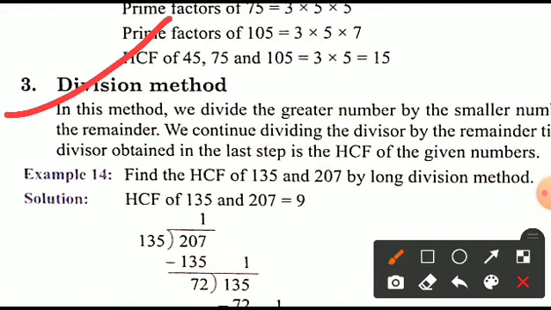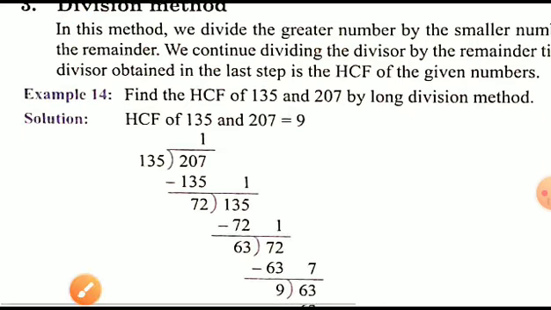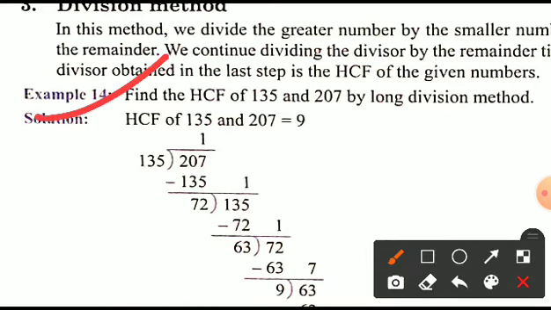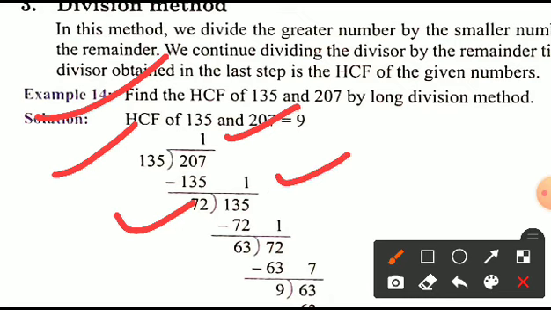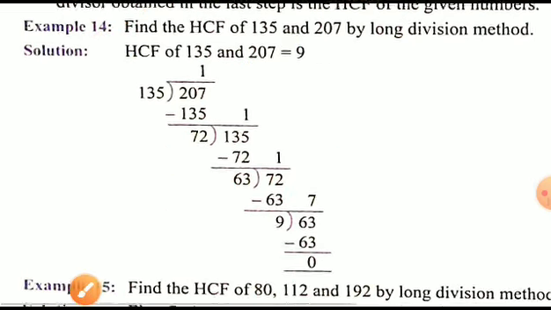We can also find the HCF of 2 or more numbers with the help of the division method. See the example here. Find the HCF of 135 and 207 by the long division method. So divide 207 by 135, we get 1 and remainder 72. Now 135 is divided by 72, again we get 1 and remainder 63. Now 72 is divided by 63, we get remainder 9, and when 63 is divided by 9 we get remainder 0.